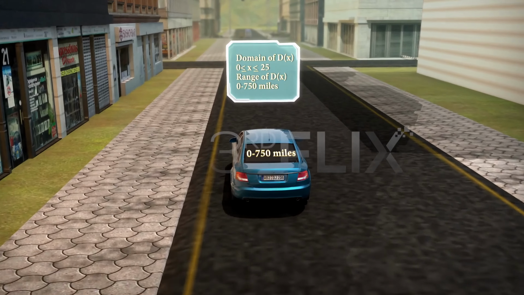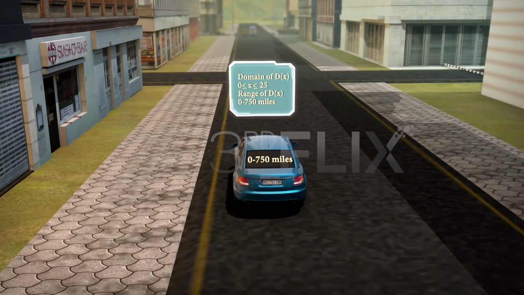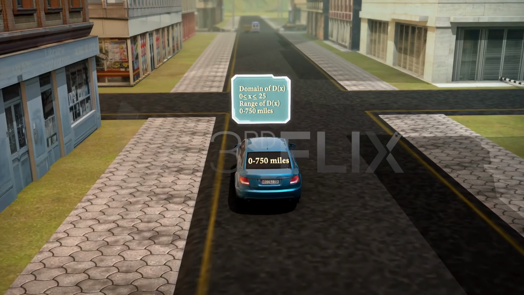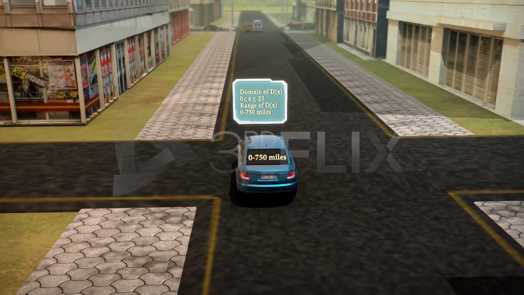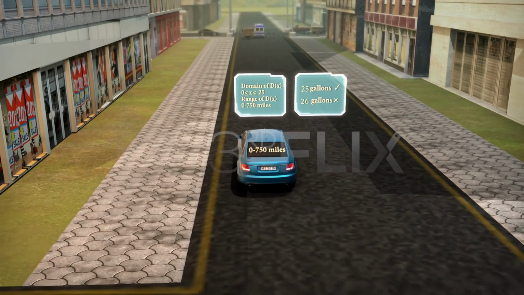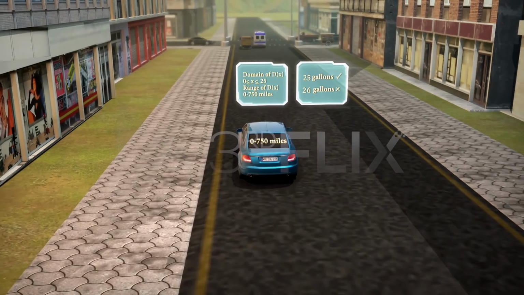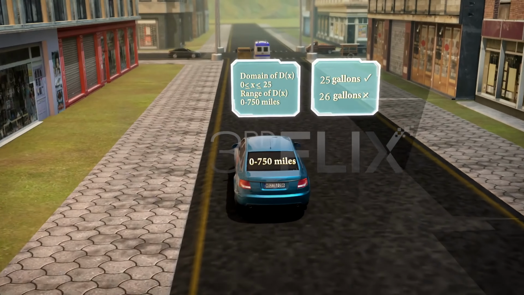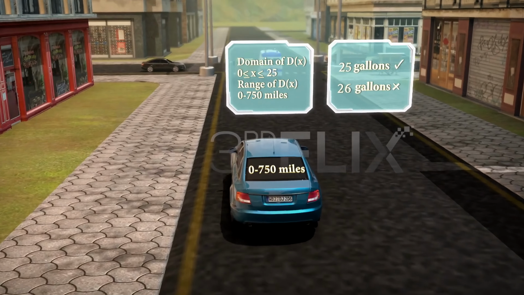The domain consists of the values that can be put into a function that makes sense, that is, values that don't make the function undefined. In other words, Sriram can put up to 25 gallons into his tank. It won't make sense to put 26 gallons in because one would spill out. So the study of the domain of a function is very important. Let's learn more about it.